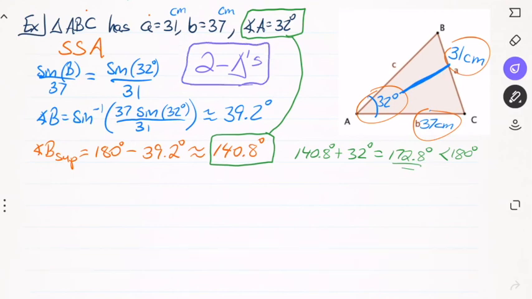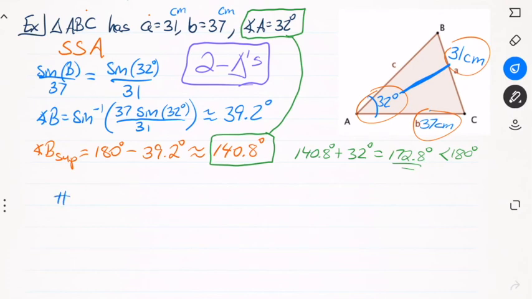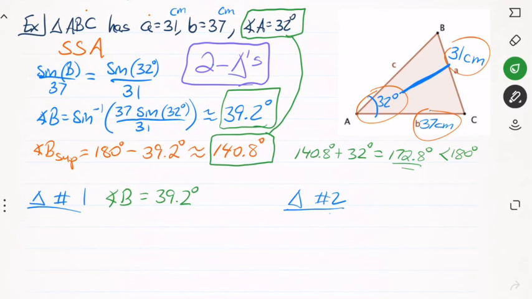All right, so we're going to have to be really careful at this point. Because it is two triangles, we're going to separate this into two possibilities. Triangle number one, and over here, triangle number two. And I usually separate them so I can keep my information straight. Triangle number one is going to use angle B that we calculated, the 39.2 degrees. Angle B for the other one is going to be B sup, which is 140.8 degrees.